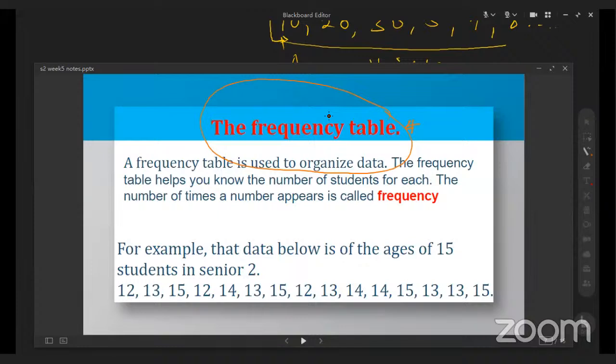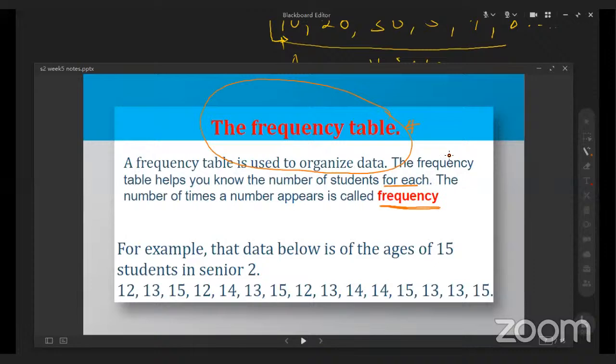Okay? So we are saying the frequency table helps you to know the number of students for each. The number of times a number appears is called a frequency. Now, this is where the frequency part comes from. We are saying the number of times a number appears is called a frequency.